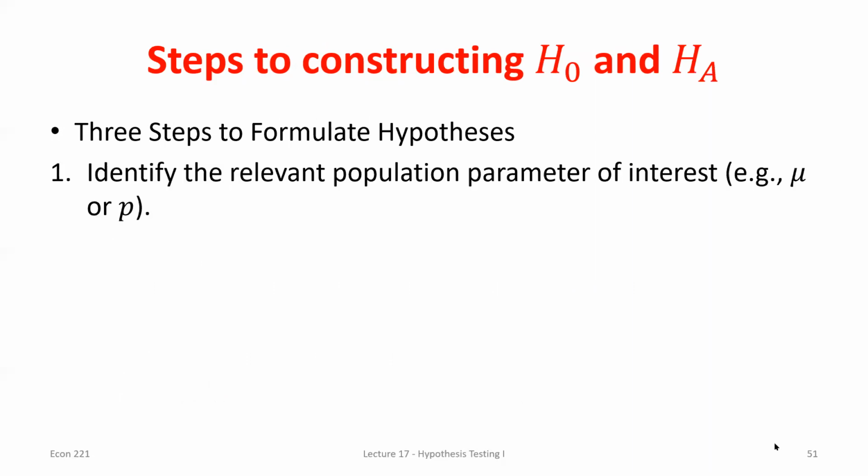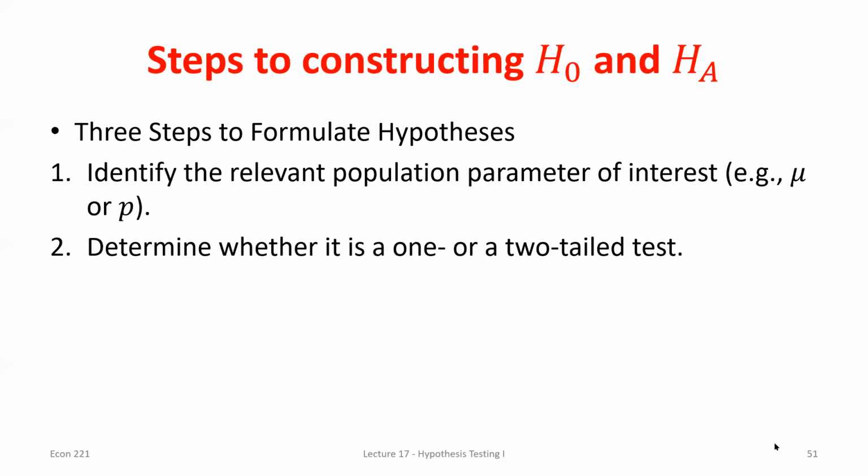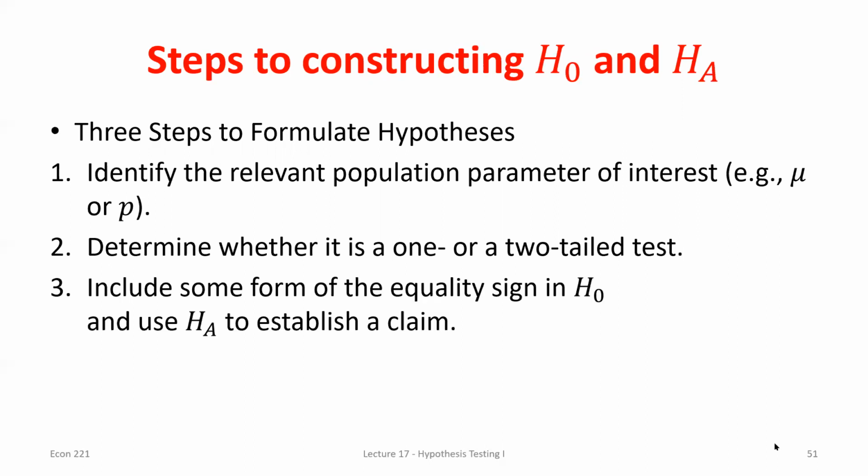So the steps when we're trying to identify what the null and alternative are: first we have to know, are we looking at a population mean or a population proportion? This one is kind of dumb. Hopefully we can identify this from the problem. Usually this is an easy step. We do need to determine what type of tailed test we have, one or two. Okay. And then we're always going to have to make sure we have some sign of equality.